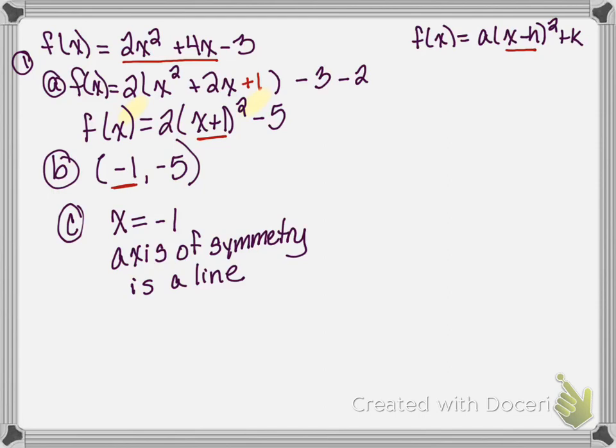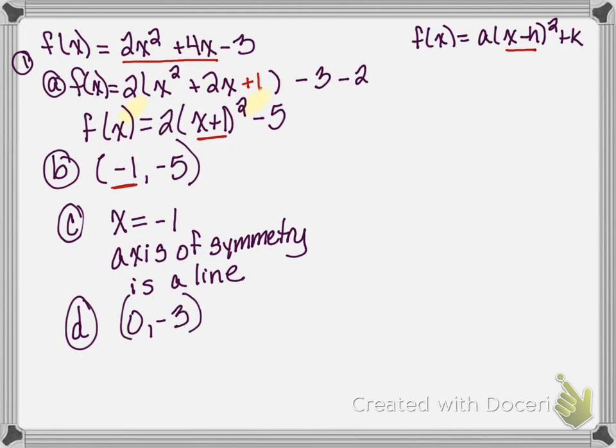Part D wants to know our y-intercept. To find our y-intercept, we go back to the original function and we plug 0 in for x. So we would have 2 times 0 squared plus 4 times 0 minus 3. What would that be? 0, negative 3. Excellent.